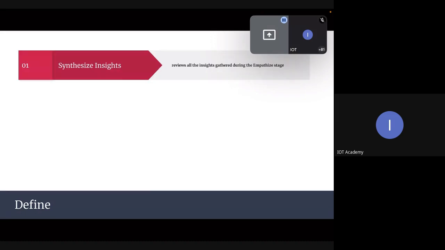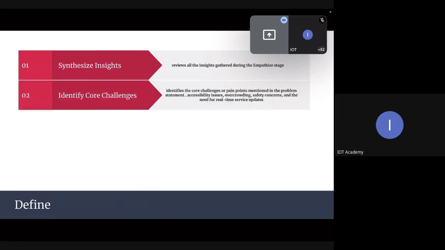Now, stage 2, remember, is all about defining. We started with a big problem, which is trying to solve so many issues. But we may not be able to solve all the issues in one go. So now that we have understood what the problems of the users are, we would want to solve at least one pressure point, right? In this stage, we are going to review all the insights that have been gathered during the empathize stage. During the first stage, all the insights that we have gathered, we will analyze, review, and understand.